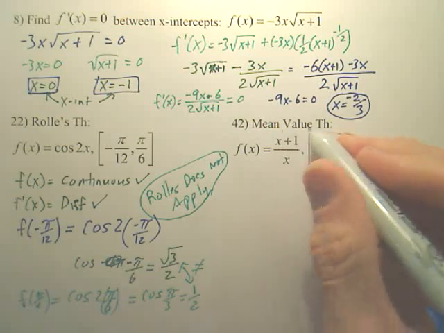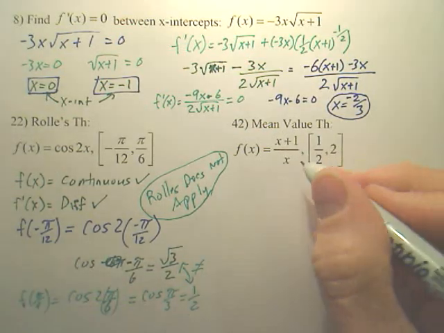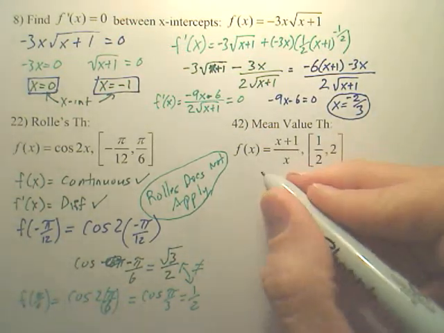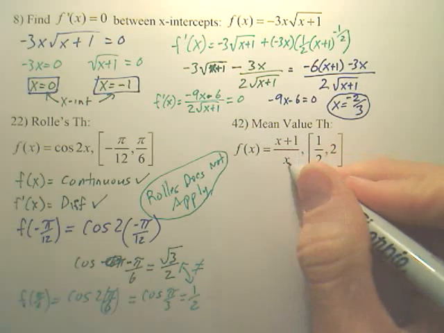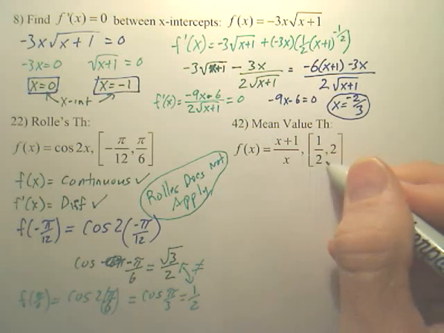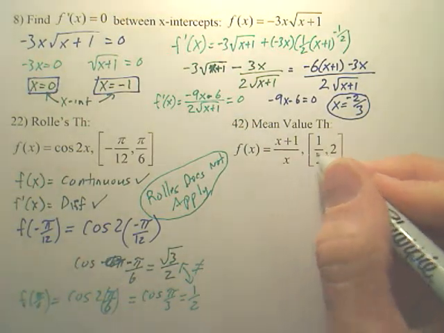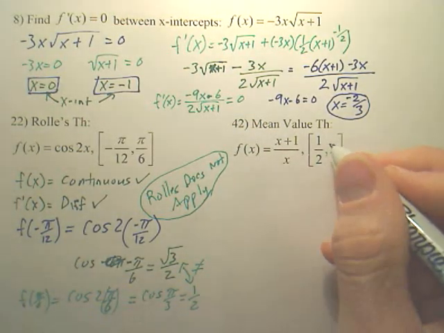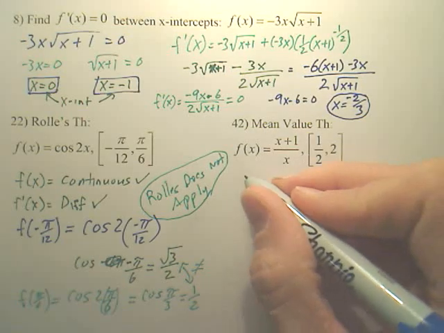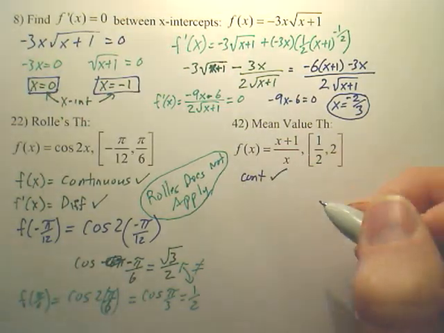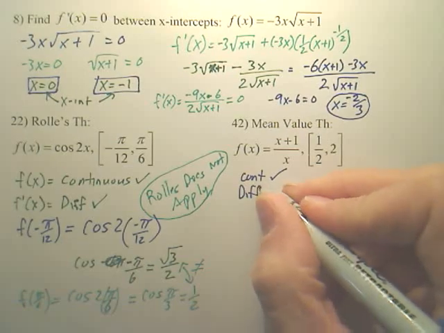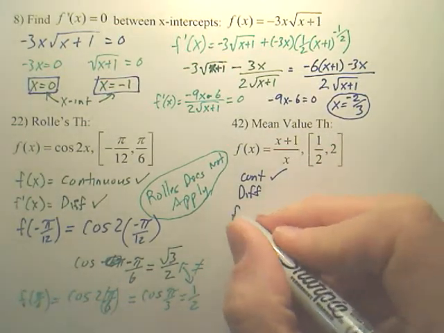This last one, for mean value, you set the derivative. First of all, this is continuous, not at 0, but is 0 in the interval. Okay, it's not continuous at 0, but it's still not in the interval, so we're okay with continuous. So continuous is a check. Differentiable, well, let's take the derivative.